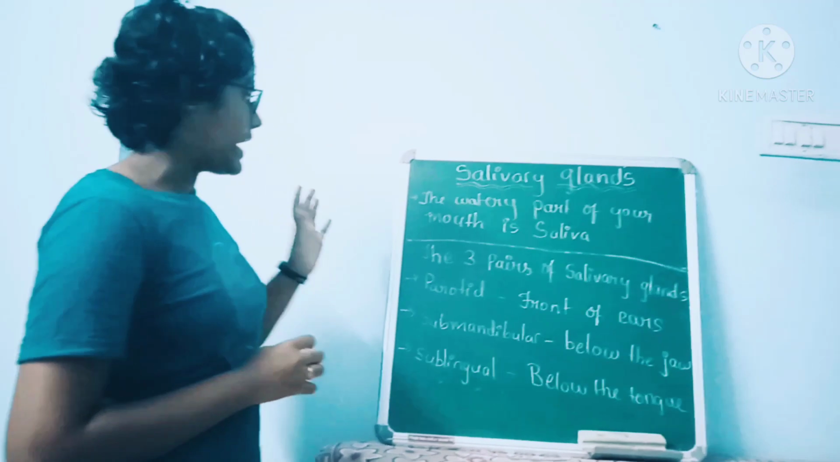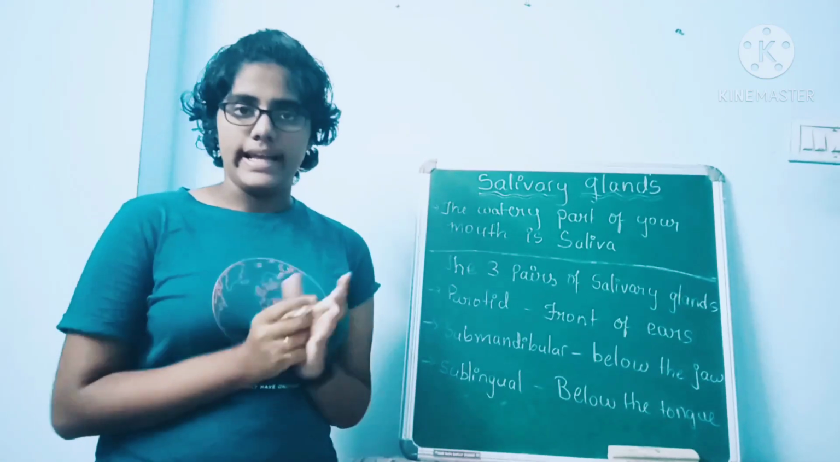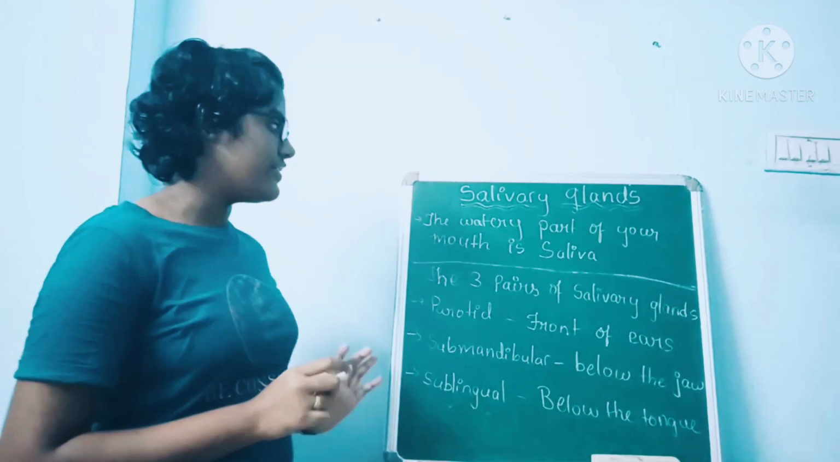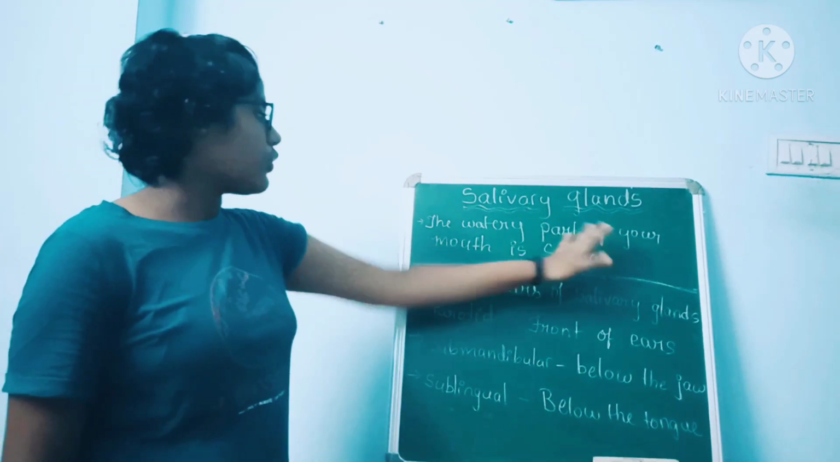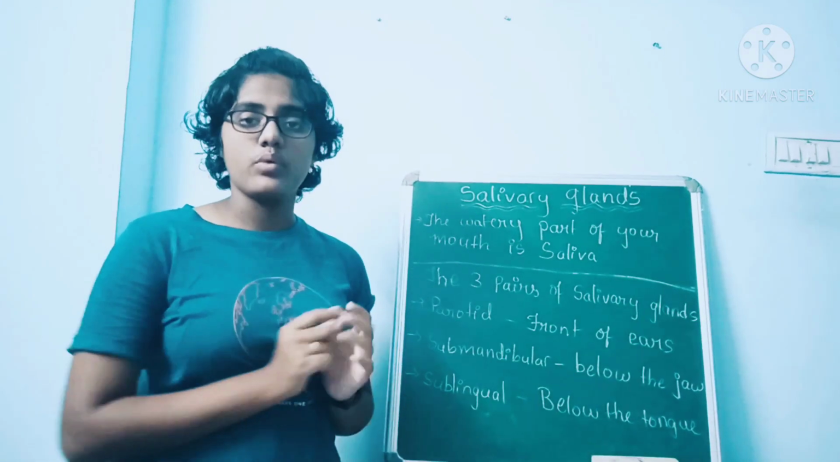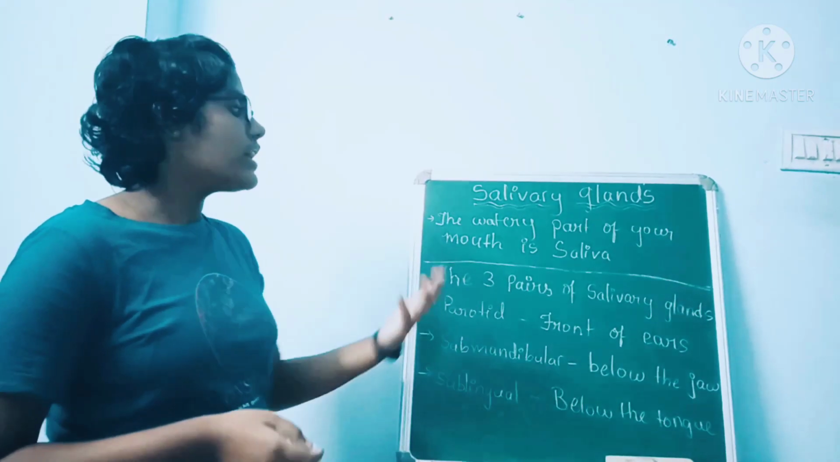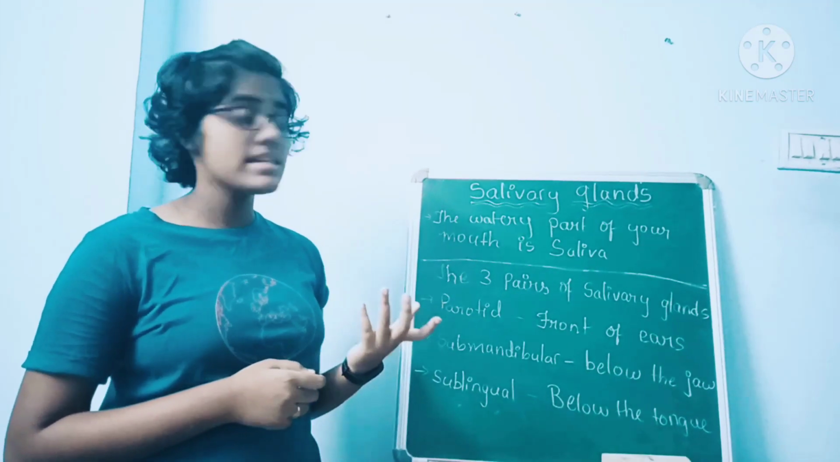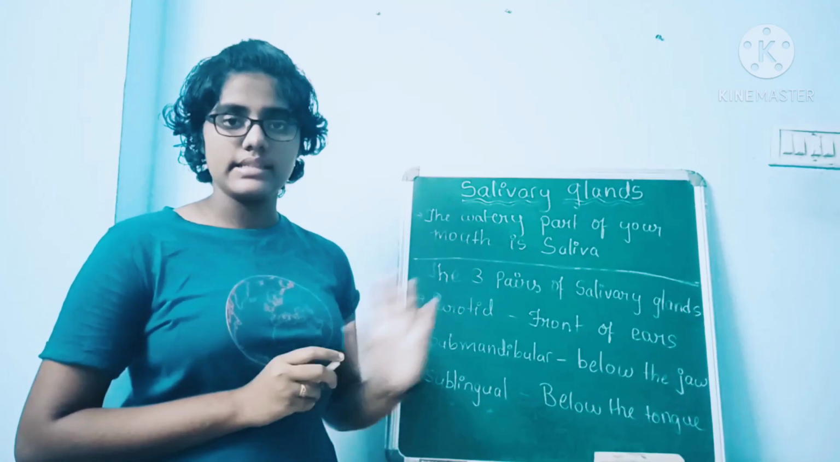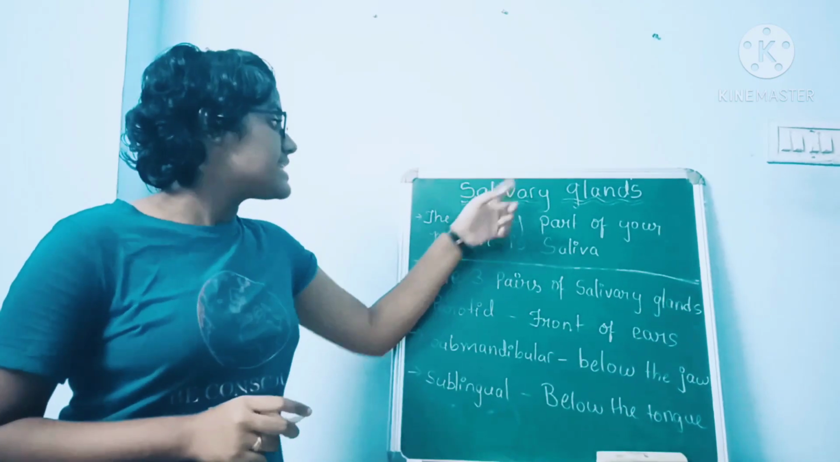The salivary glands. What are salivary glands? Before going to that, we have to know one definition: the watery part of your mouth is saliva. The watery part of your mouth is known as saliva. Now, saliva comes from the salivary glands. The saliva is secreted from the salivary glands.